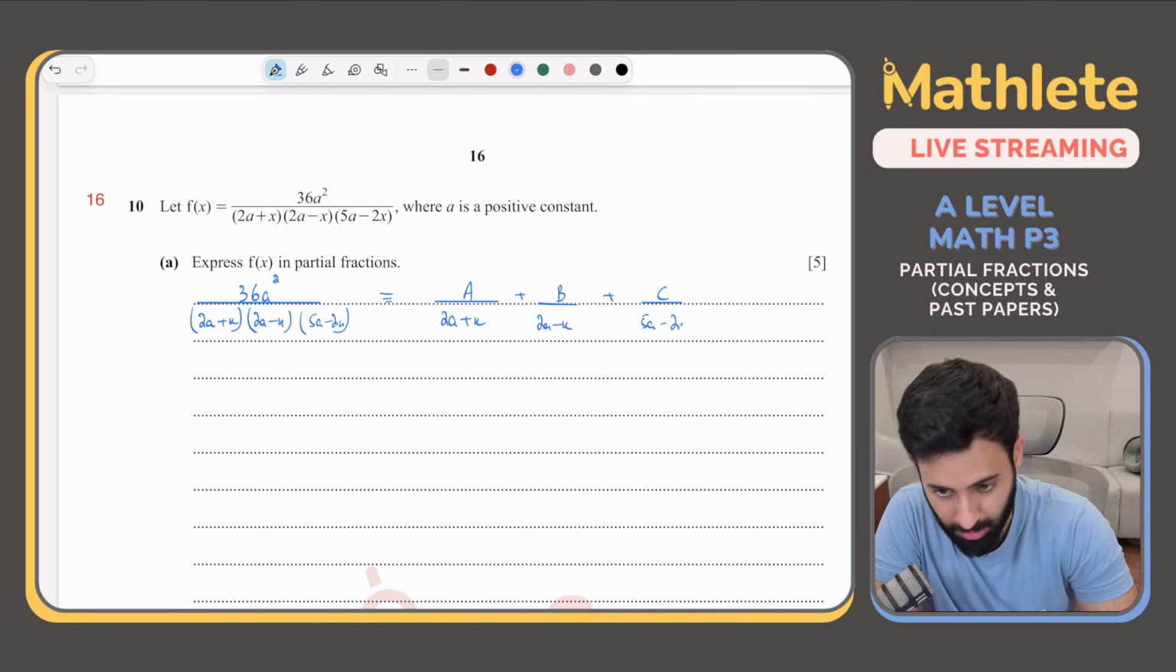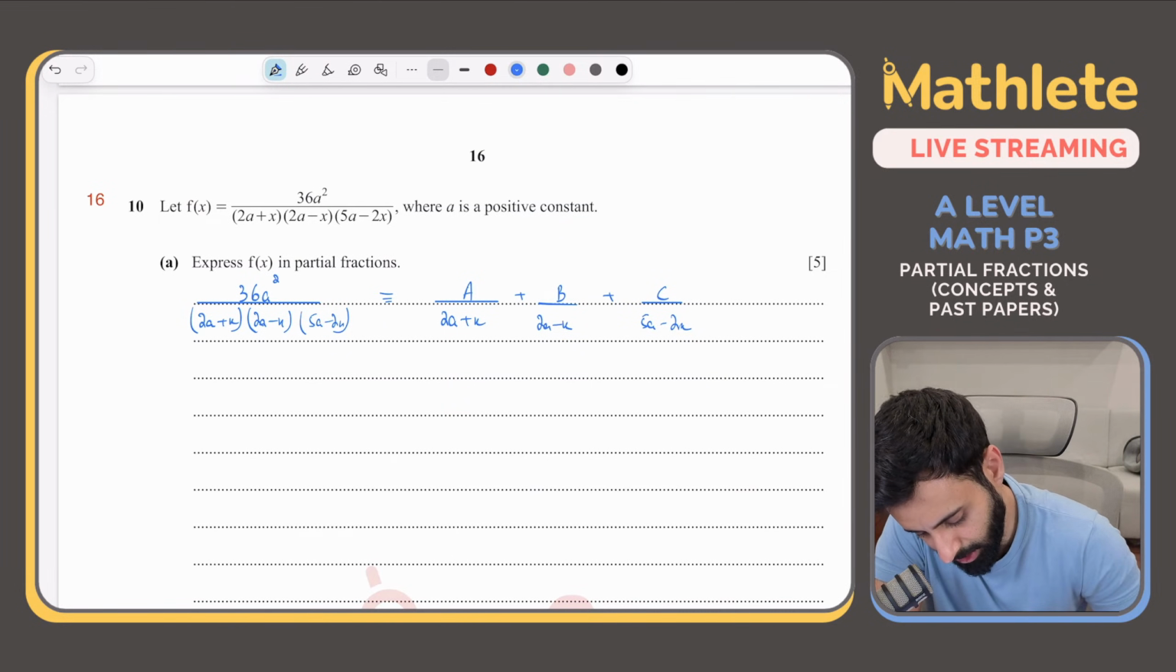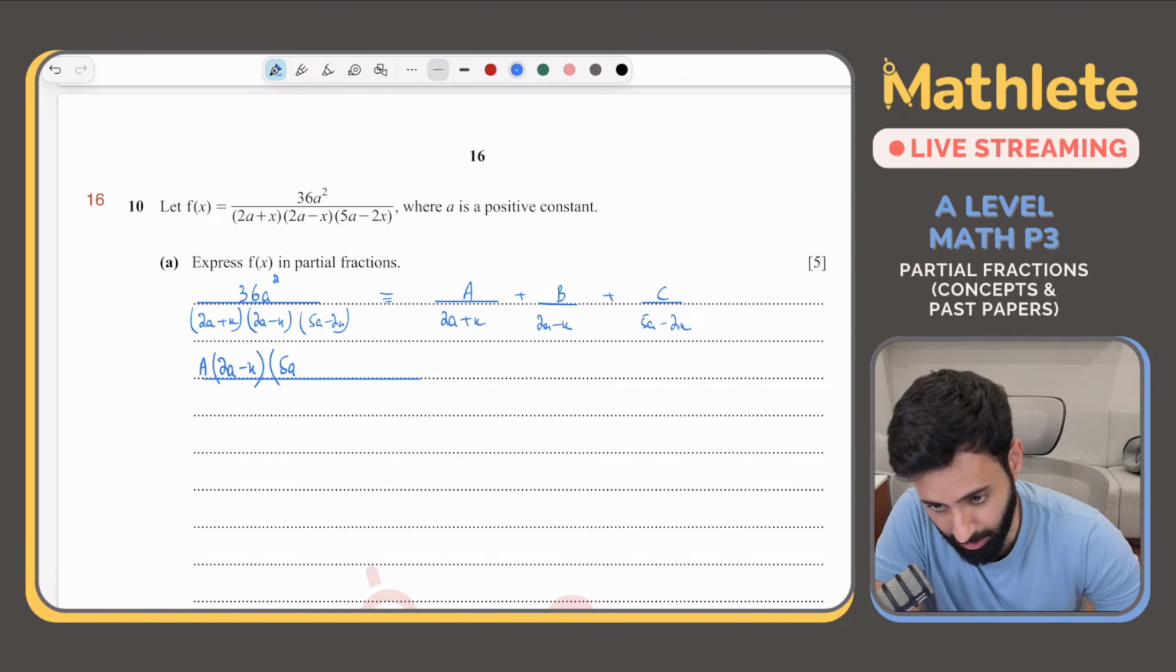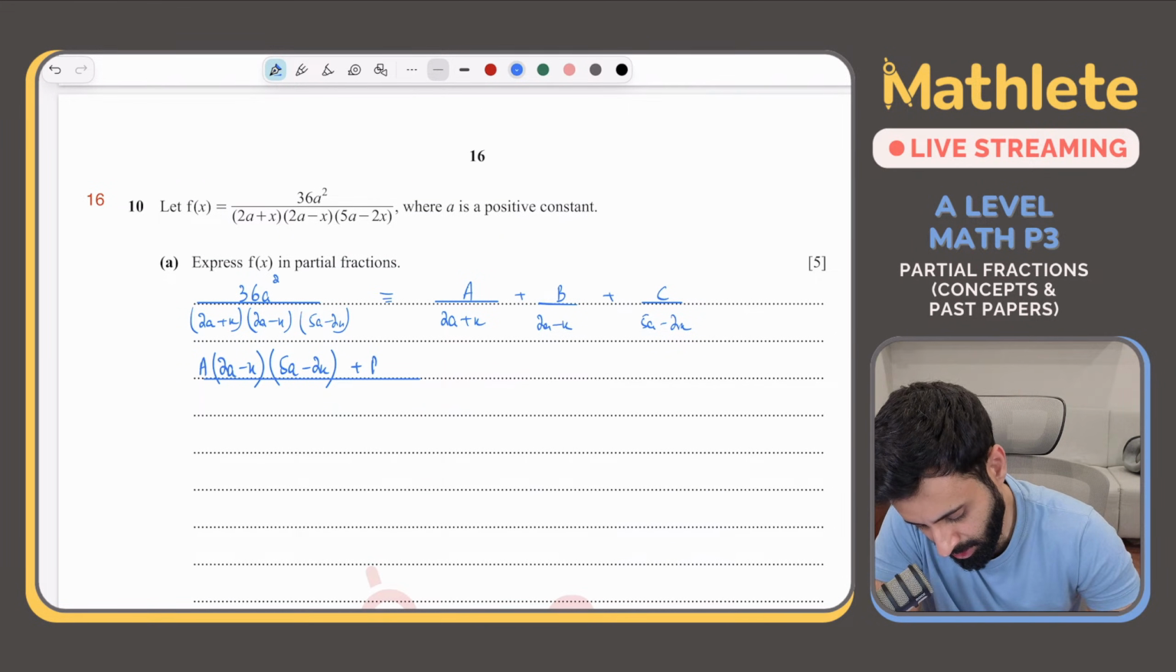5a minus 2x. ठीक है, अच्छा अब एक काम करते हैं, टाइम नहीं ज़ाया करते, let's just get straight to business, meaning no need to rearrange, let's just start taking the LCM and start multiplying. So a will be multiplied by 2a minus x and will also be multiplied with 5a minus 2x. Okay, and then b will be multiplied by 2a plus x and will also be multiplied by 5a minus 2x.